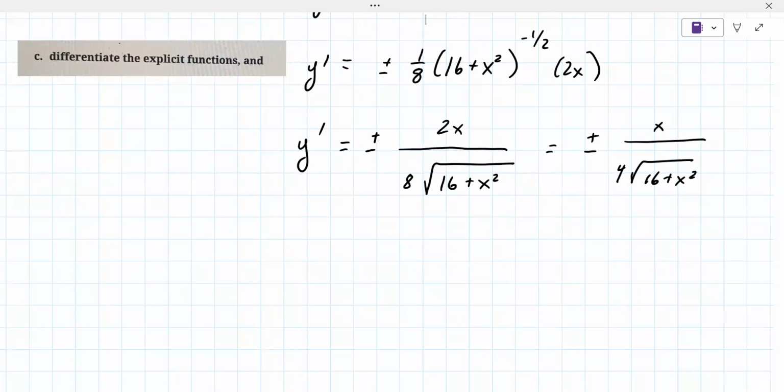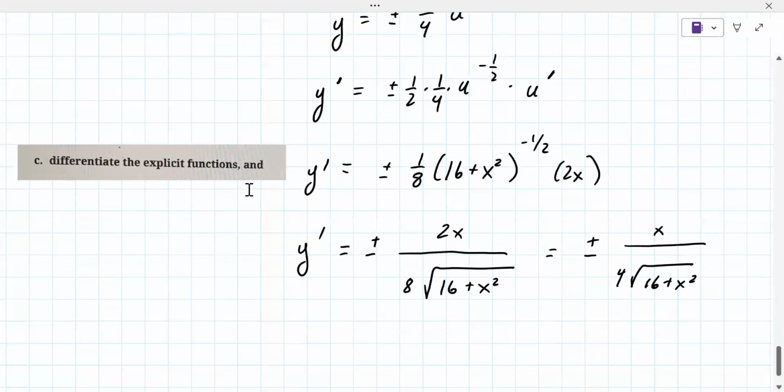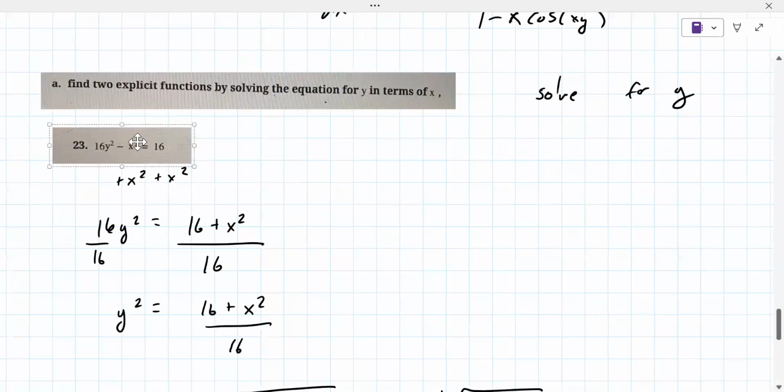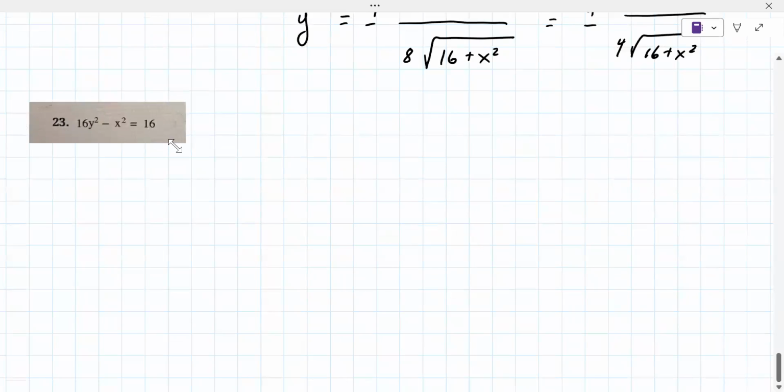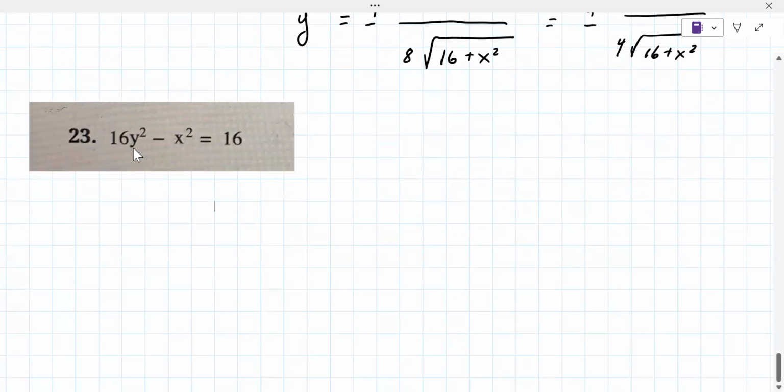All right, now we have to go back to the original and do it the way we were doing before. So we take a derivative implicitly. So we treat y like an x. So 16y squared is really like 16x squared. That's 32y dy/dx minus 2x equals 0.